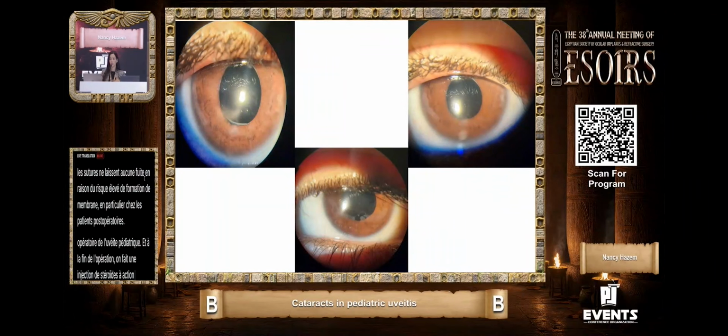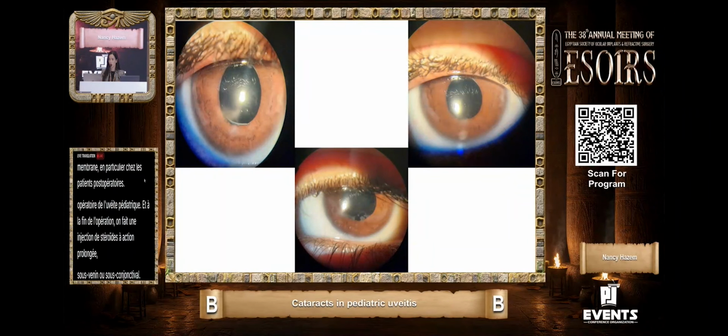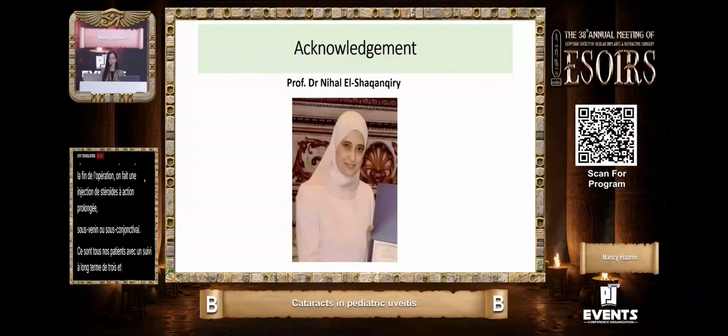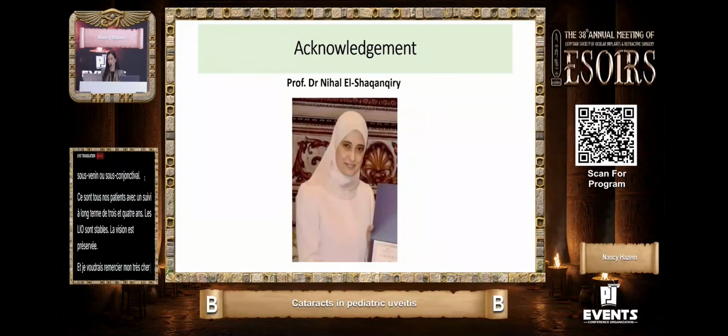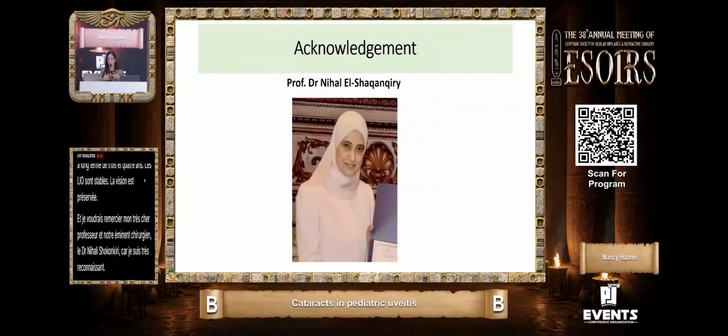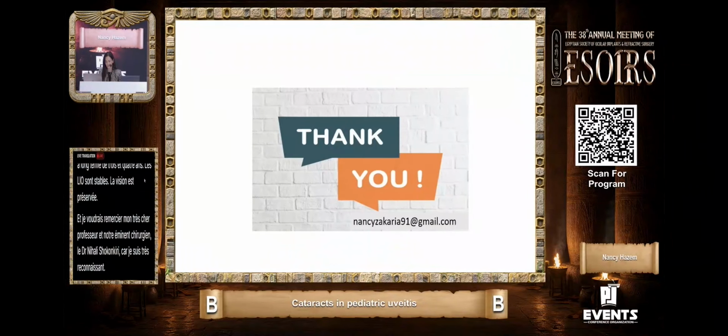These are all our patients with long-term follow-up of 3 and 4 years. IOLs are stable, vision is preserved, and I'd like to acknowledge my very dear professor and our eminent surgeon, Dr. Nihal Shakanqiri, for I'm very blessed with her in our pediatric unit, myself on the uveitis end, and Dr. Nihal, of course, on the surgery end, and thank you very much.